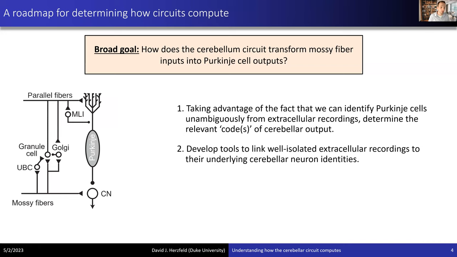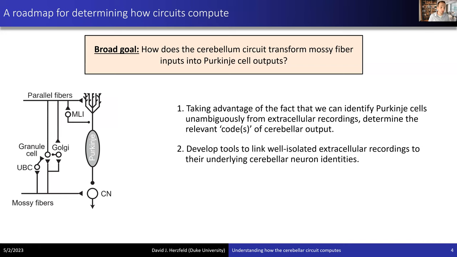What's interesting about Purkinje cells in the VOR task is that if the animal is performing VOR in the dark, the Purkinje cells are completely non-responsive. But of course, mossy fibers will be active. And so the cerebellum in this particular region has essentially learned to cancel some component of its input.